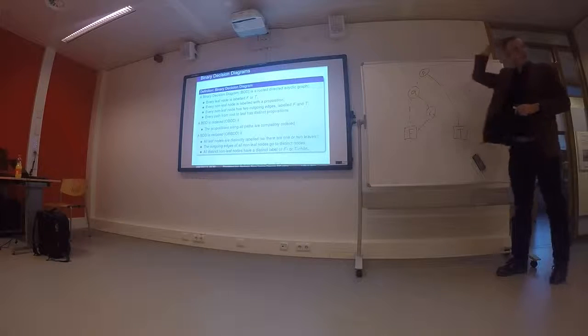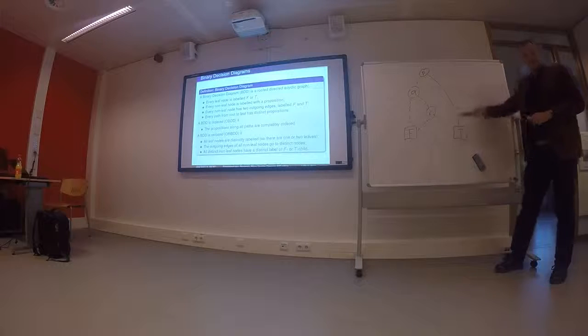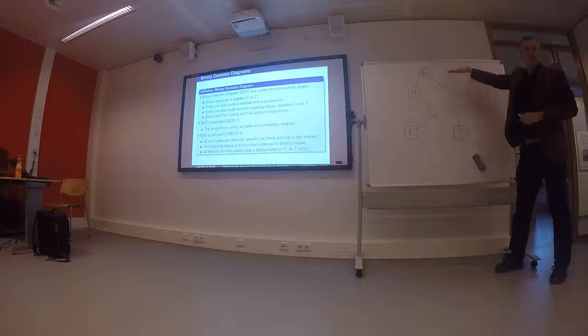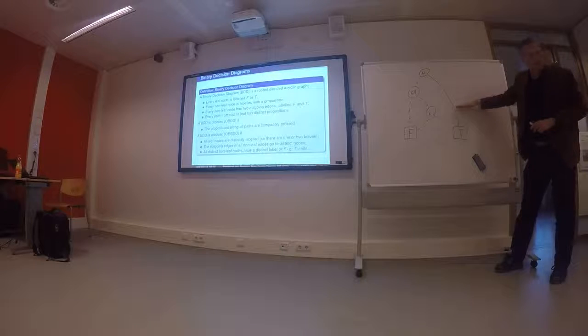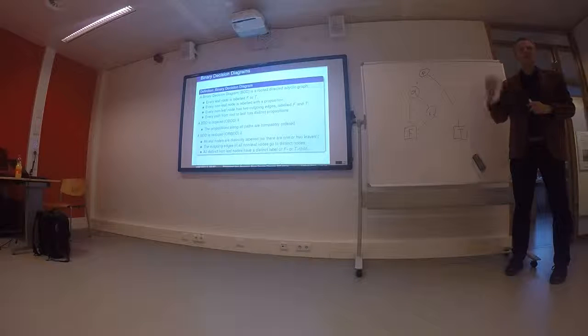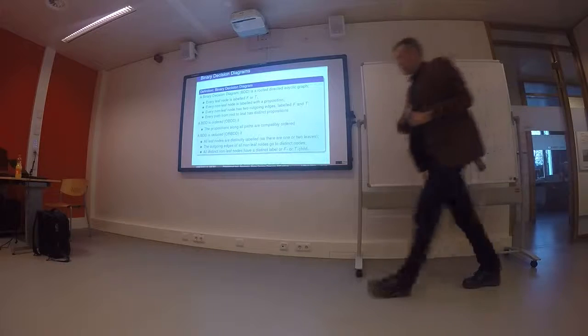What you can also think of is just the whole thing is layered. The way I draw it is actually layered. This is the layer of P, this is the layer of Q, this is the layer of R. Edges always go down. So that's another way to guarantee that. Okay, good question.